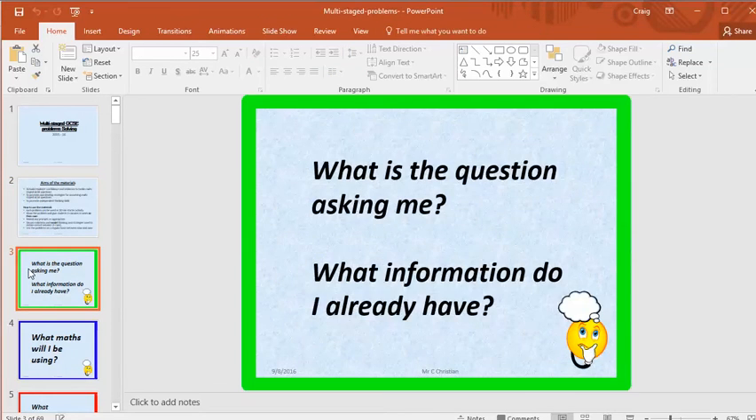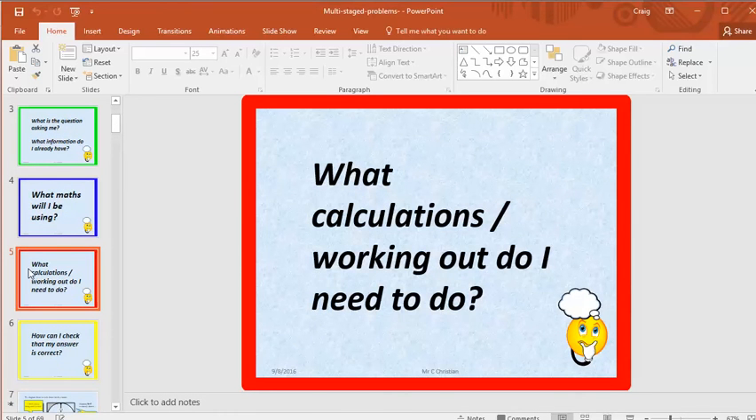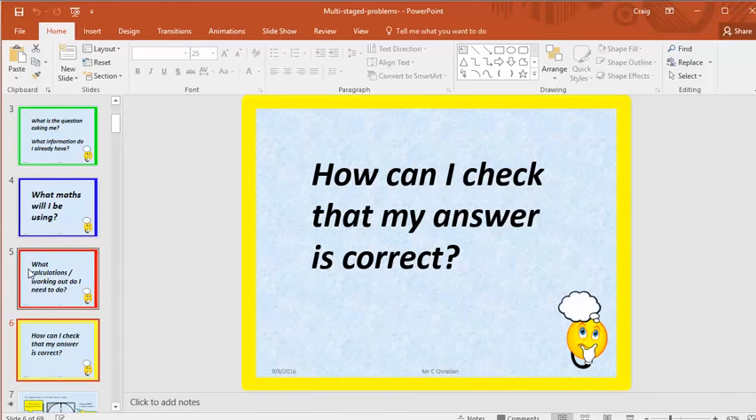So let's have a look. Some really nice prompts here. What's the question asking me? What information do I have? What maths will we be using? That's a big one there. Often kids aren't aware what topic the problem covers. What calculation should I be doing? How can I check my answer is correct?